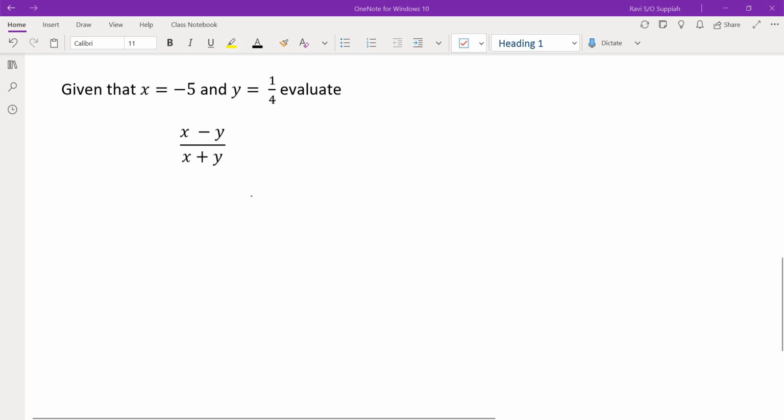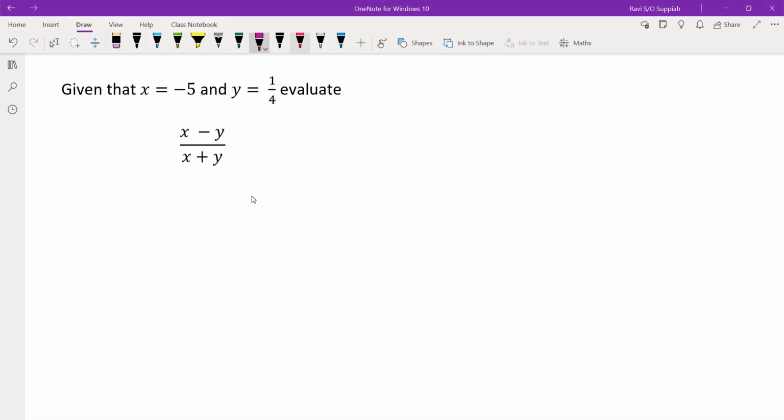Given that x equals minus 5 and y equals 1/4, evaluate (x minus y) over (x plus y). Okay, so let's go ahead and do this. So we have x minus y over x plus y. So let me substitute the values.